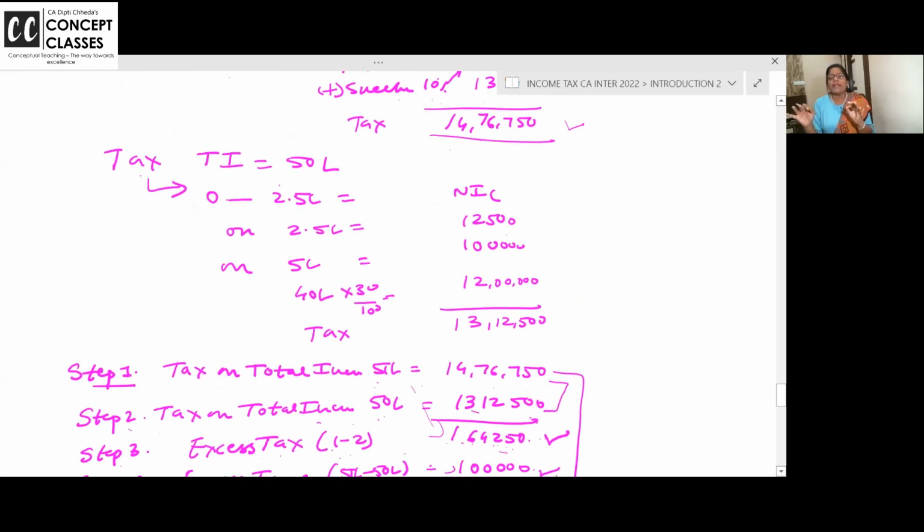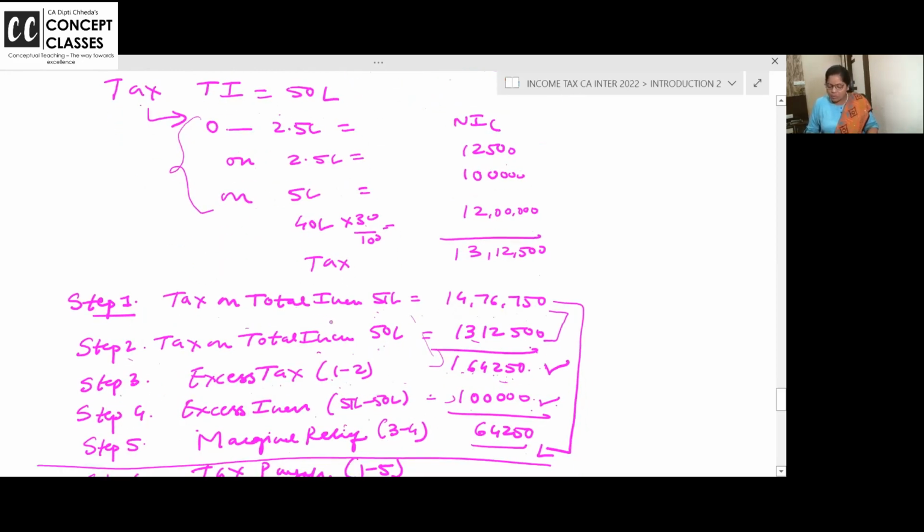0 to 2.5 lakh, it is nil. 2.5 lakh to 5 lakh. On the next 2.5 lakh, same 12,500. On the next 5 lakh, 20%. And 10 lakhs ke above, this covers your 10 lakhs. Above 10 lakhs till 50 lakhs, on the next 40 lakhs, it's 30%. So what is the tax? 13,12,500. Tell me, should I pay surcharge? Answer is no. So what is the tax on total income?